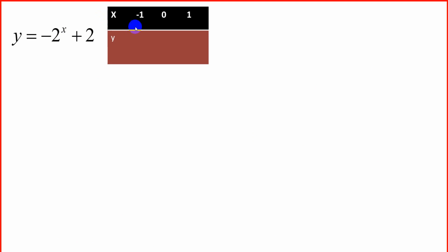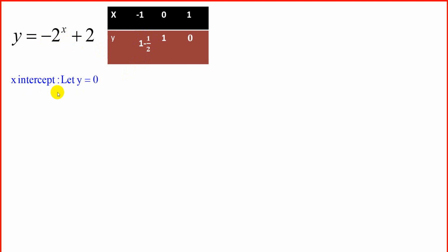Next question we're going to look at, y equal to minus 2 to the power x plus 2. Once again, we're going to start with the table. Our 3 values, minus 1, 0, 1. We're going to substitute. If we substitute 1, minus 2 to the power 1 is minus 2, plus 2 is 0. We're going to substitute 0, minus 2 to the power 0 plus 2. That gives us 1. And if we substitute negative 1, minus 2 to the power negative 1 plus 2 is equal to, that should be negative 1.5. All right. So this is negative 1.5.